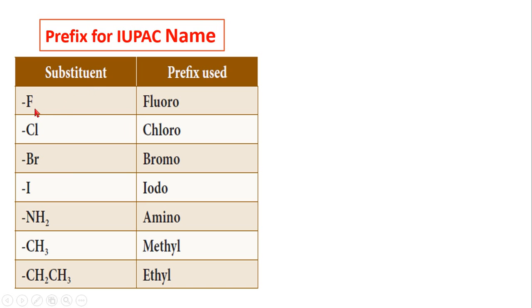For example, F means the prefix word is fluoro, Cl means chloro, Br means bromo, I means iodo, NH2 means amino, CH3 means methyl, CH2CH3 that is ethyl. So these are the substituents. You have to use the prefix words.